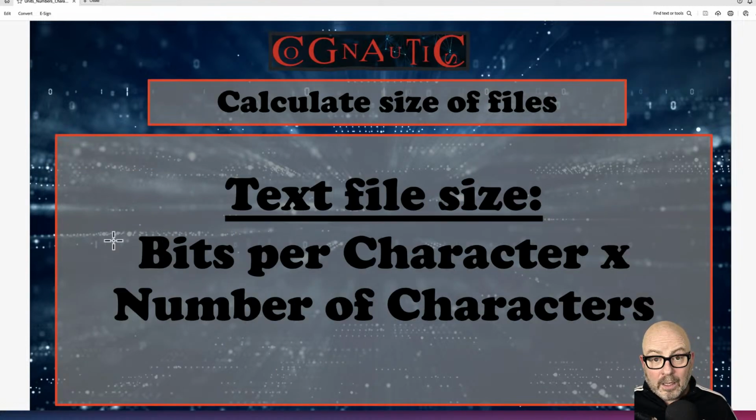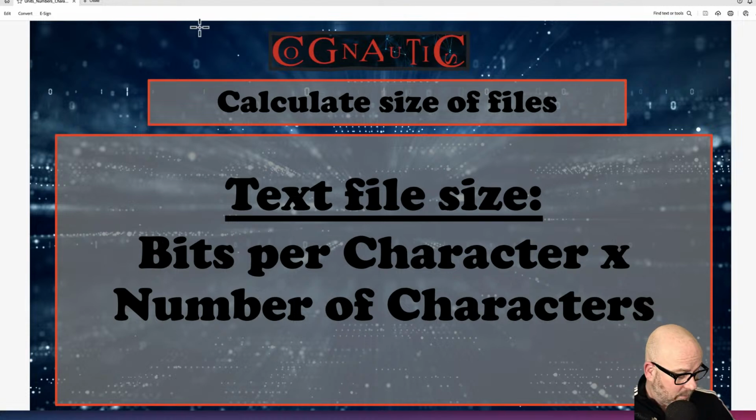Lastly, this is working out the size of a text file, because I'll come and talk about images and sound next time. A text file is so wonderfully logical, and it couldn't really be anything else if you think about it. Working out the size of a text file, it's the bits per character.